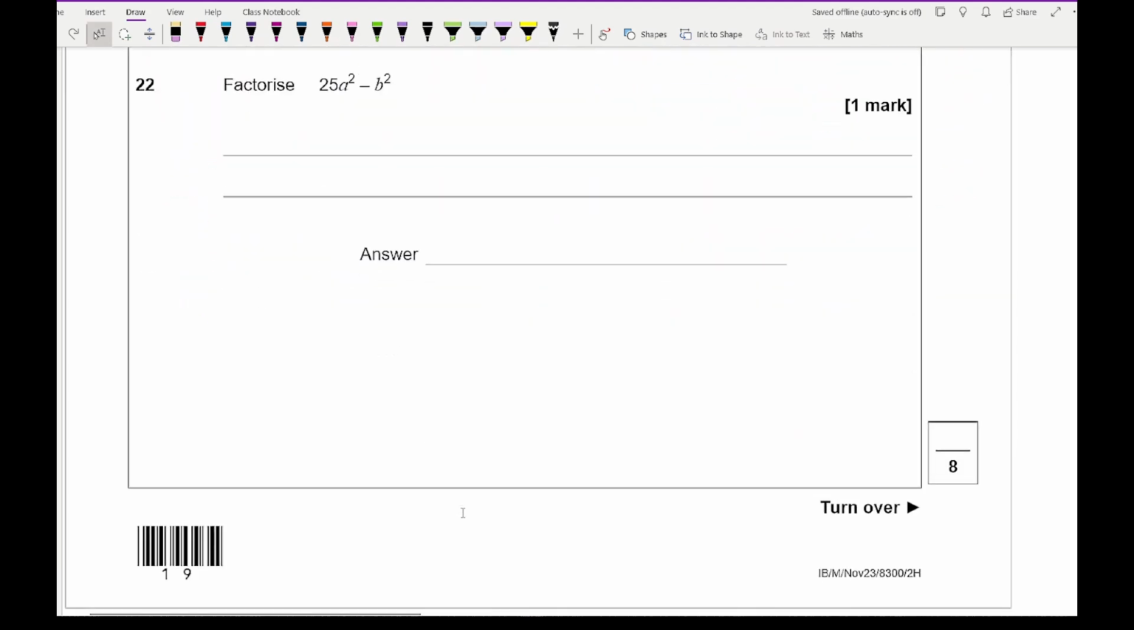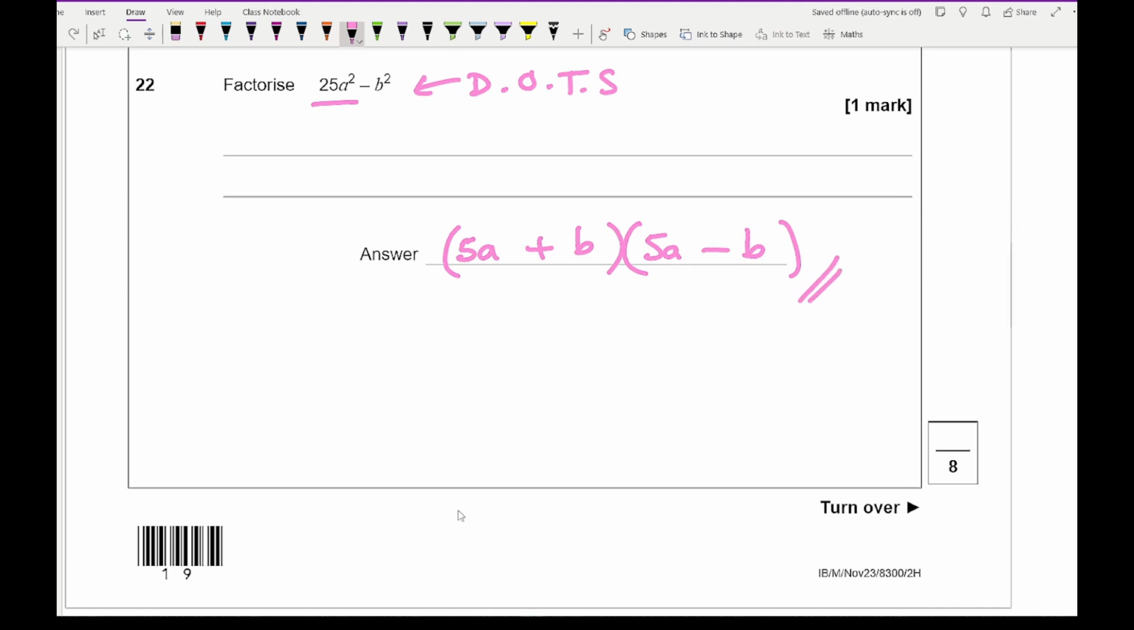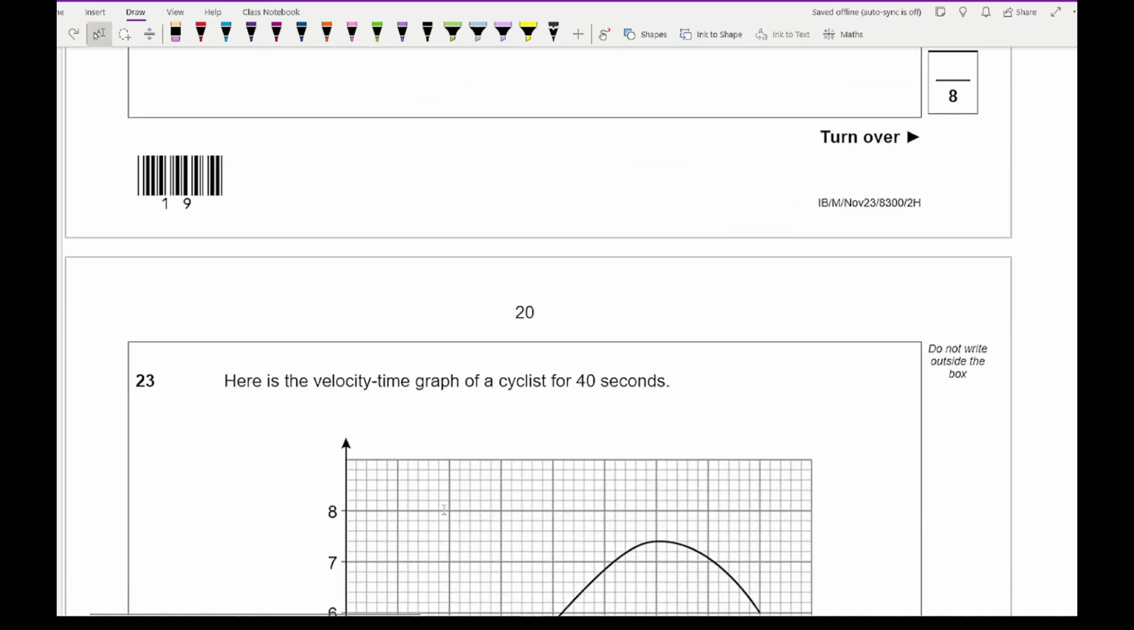Moving on to question 22, it says factorize 25a squared minus b squared. Now this is a difference of two squares. So I set up my double brackets. What do I have to square to get 25a squared? Well, that's going to be 5a. And what do I have to square to get b squared? And that's going to be b. One's a plus, one's a minus. You can write them in any order, but job done.